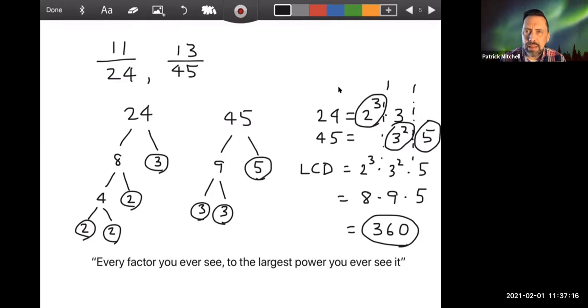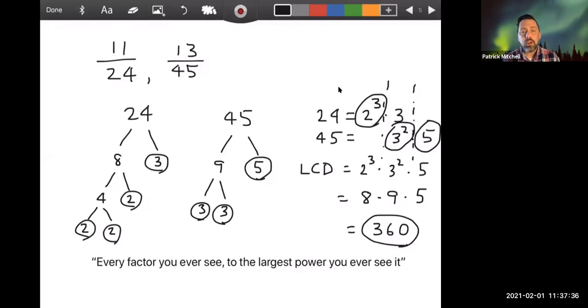All right, there is another way to find LCD, and that's just to count by 24s and count by 45s until you hit the same number. I wouldn't recommend doing it that way with 24 and 45. That would probably take you a really long time. Also, people tend to make mistakes when they try to count by numbers like 24 and 45.